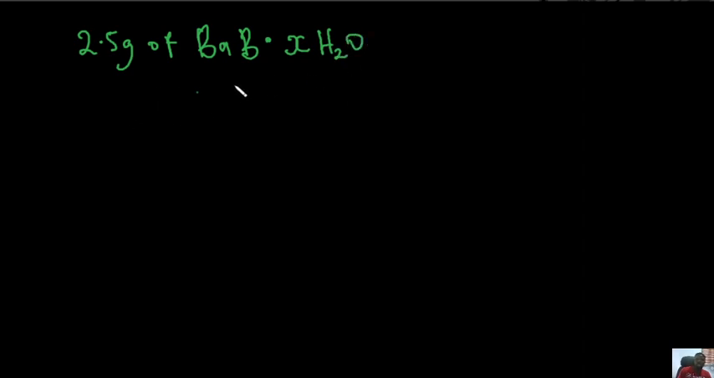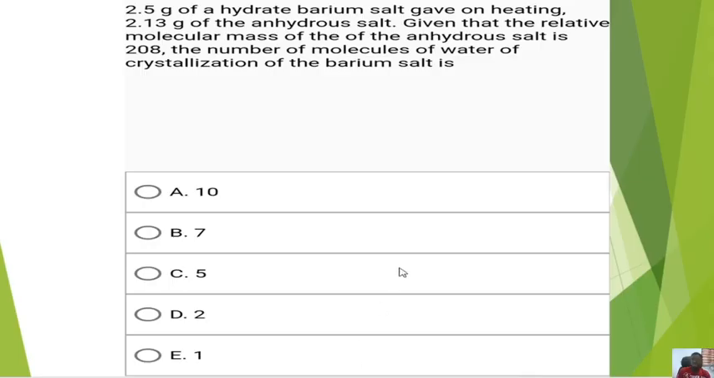So they said it was heated to a constant mass until it became anhydrous. Remember I told you constant mass means that it is now anhydrous. And that gave us 2.13 gram of BaB. This time around, constant mass means all the water has been lost. So no water of crystallization. Now let's continue the question. As I said, I like taking my questions in steps. It helps me understand better.